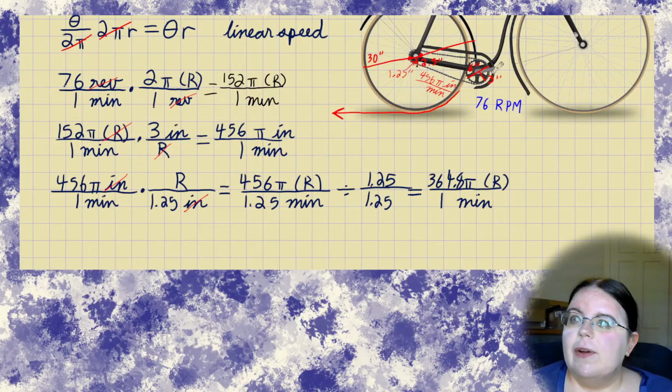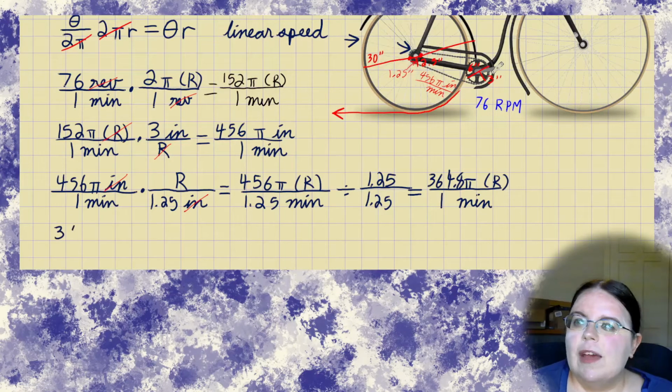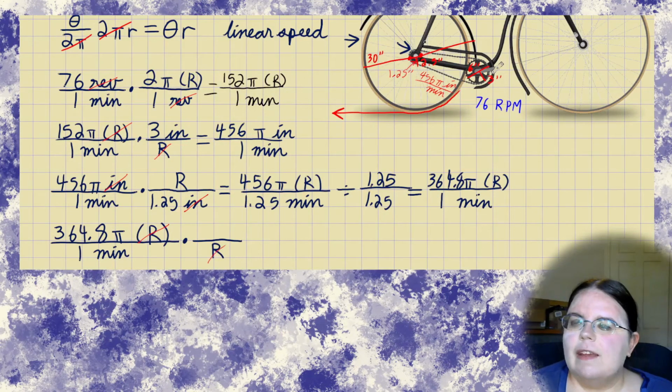364.8. So now we have that the angular velocity of this gear right here, and therefore because of the spokes attaching it, this tire right here is 364.8 pi radians per minute. But now we need to get that back to linear speed, and we'll do that using the same formula. So 364.8 pi in radians per minute will get multiplied by the length of the radius to eliminate that inconvenience.